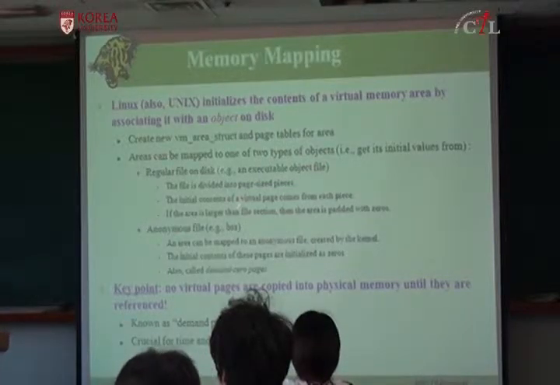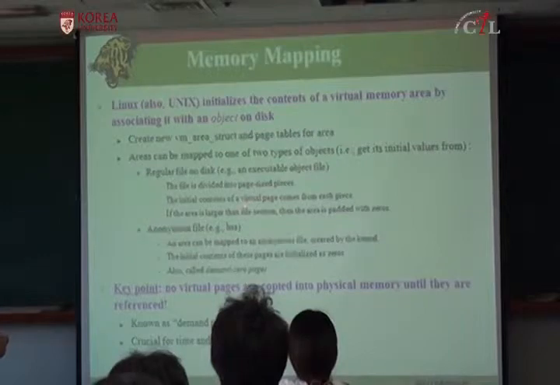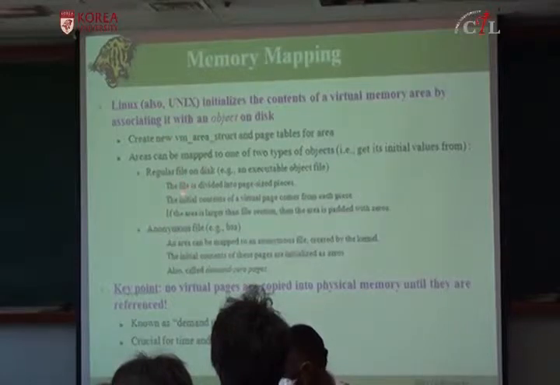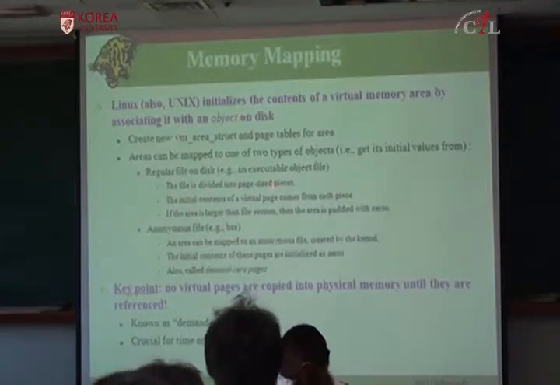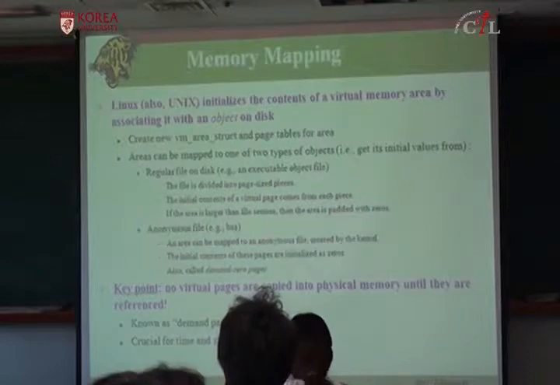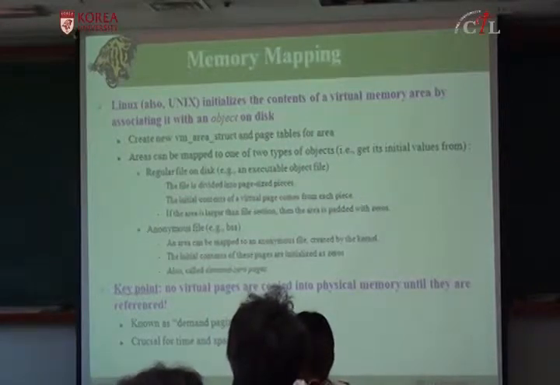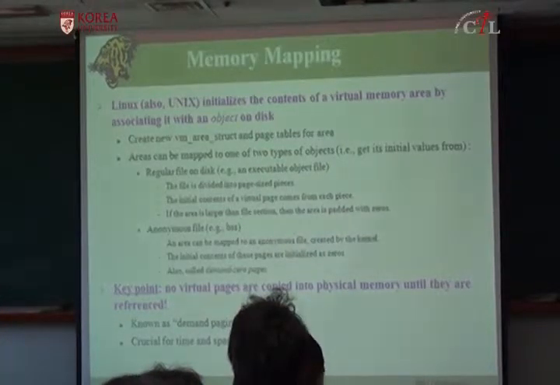One is a regular file, such as an executable object file. The other is an anonymous file. For the regular file on disk, the file is divided into page size pieces. So if you have an executable file, it will be divided into page sizes, because you move page by page. And the initial content of each page comes from the actual disk page in the executable file.